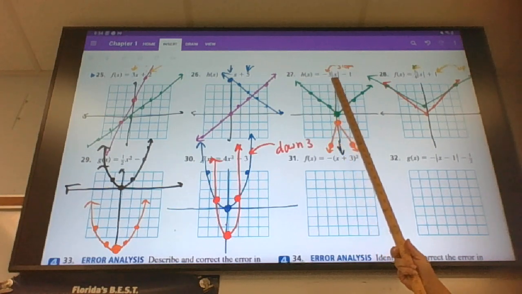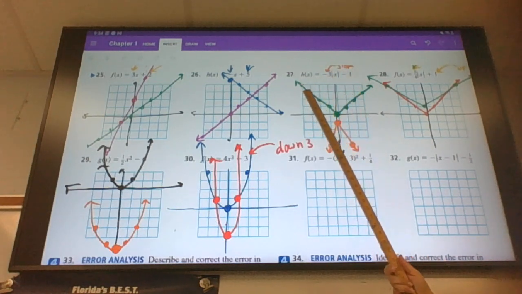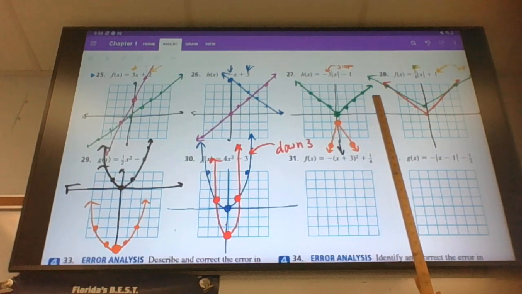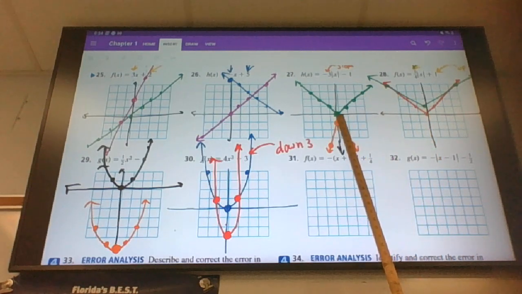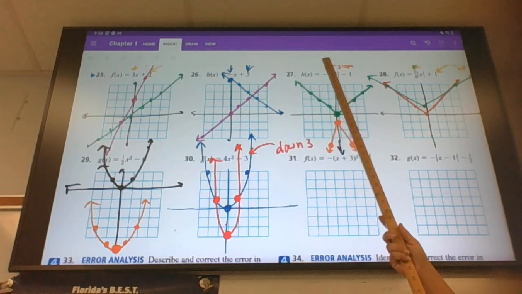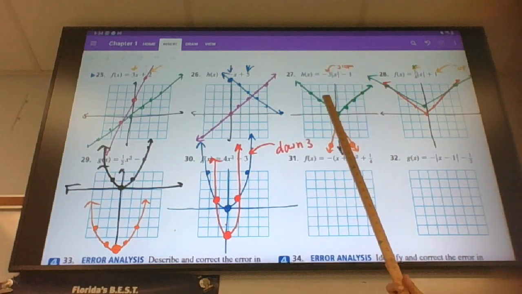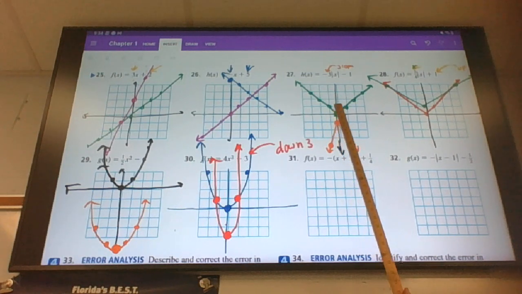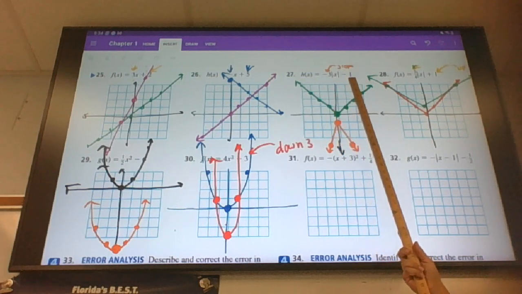So, first off, are you good with the green one? You got the green one. Start with the green one. The green one's on the handout. So, as soon as you read the word parent function, you got your handout. You're drawing the ones in the middle. It's very helpful. Now, the number at the end is the up and down.